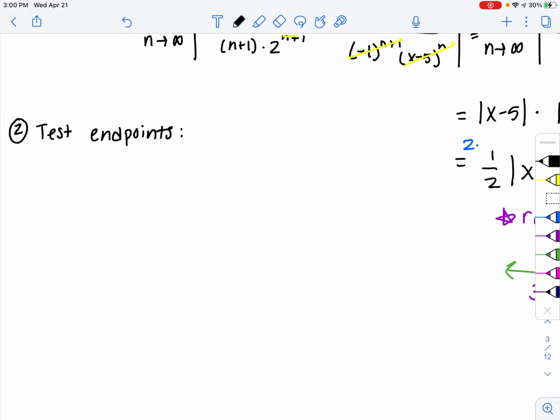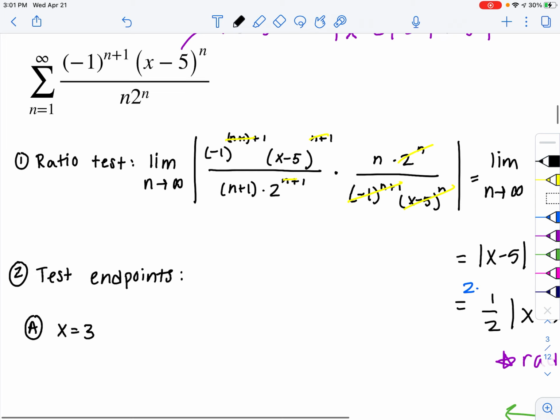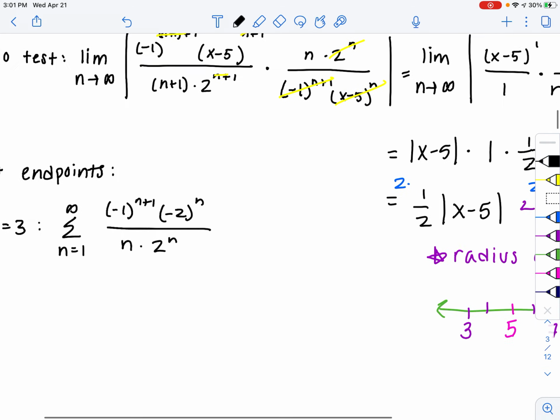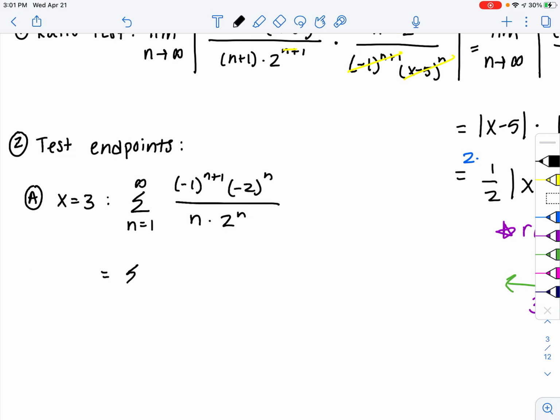So my first endpoint was x equaling 3. So all we're going to do is we're going to go in and plug in 3 for x. So if I plug in 3 for x, I'm going to get the series from n equaling 1 to infinity of negative 1 to the n plus 1, 3 minus 5 is negative 2, to the n over n times 2 to the n. Okay, so now it's just a little bit of algebra manipulation, and then we're going to apply our series stuff.